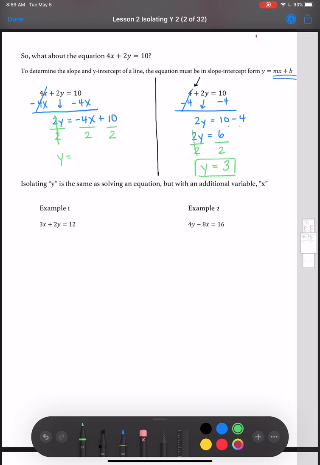So y is equal to, and now we're going to simplify all of these fractions. So we have -4 divided by 2, that's -2x, and 10 divided by 2 is 5. So your answer here is -2x plus 5. Let me undo that. So what's the slope and what's the y-intercept now? We know the slope is -2, and the y-intercept is 5. So whereas before you might have thought it was 4 and 10, you can see clearly that it is not that.